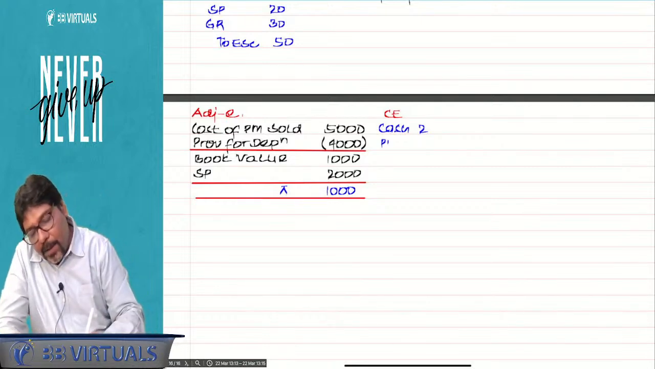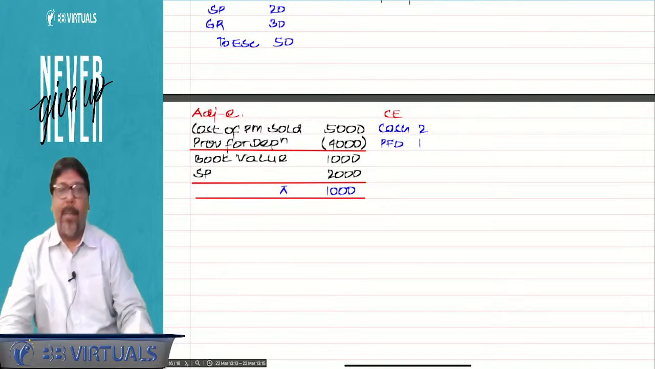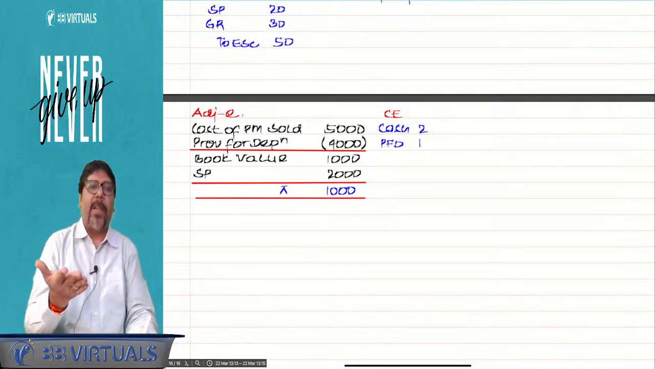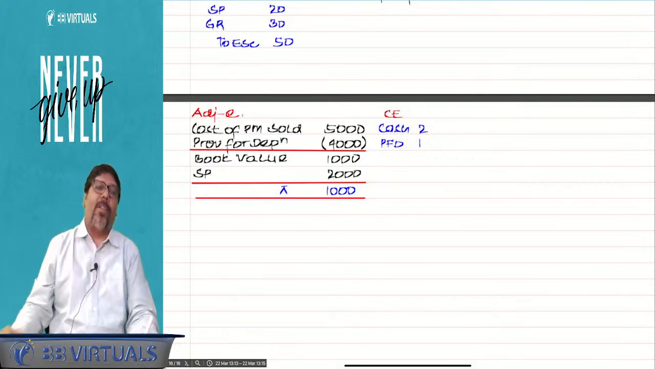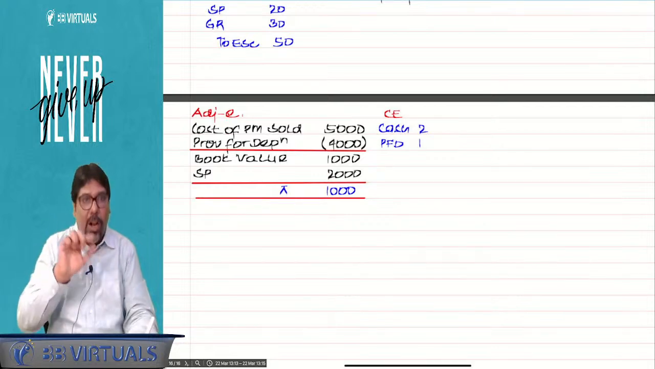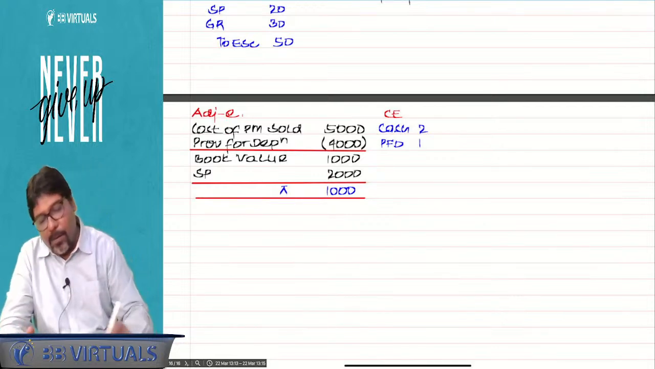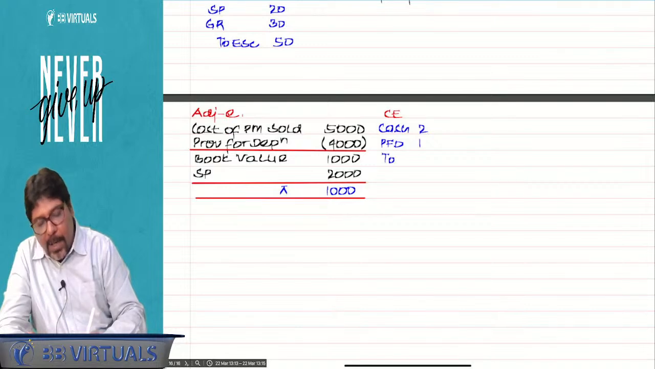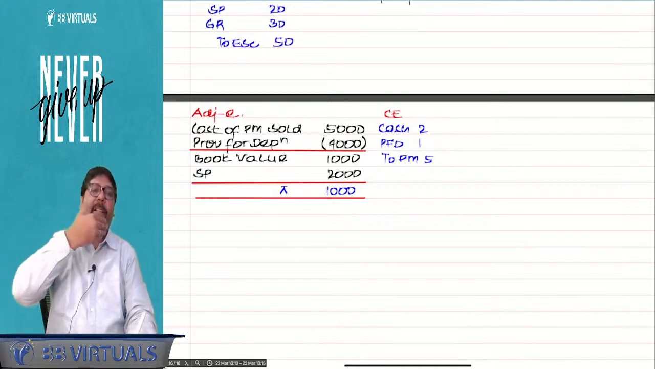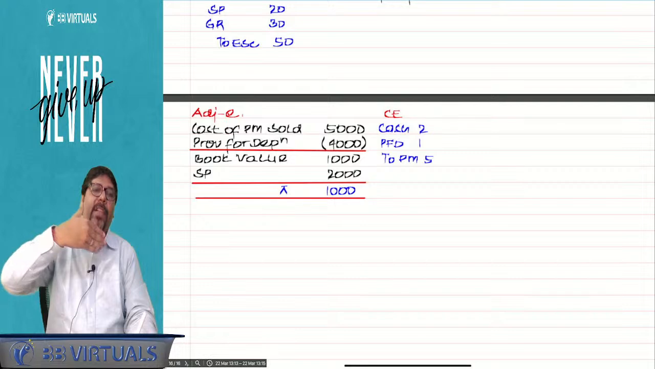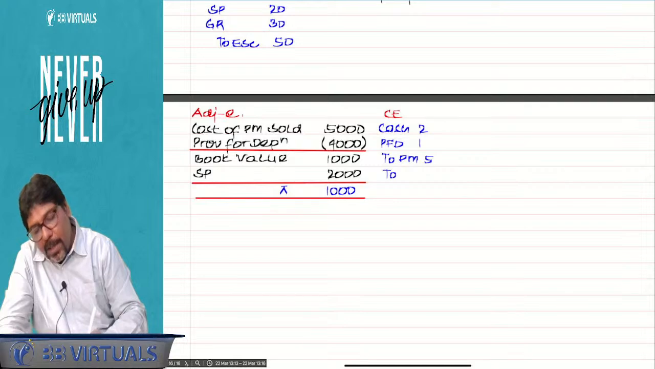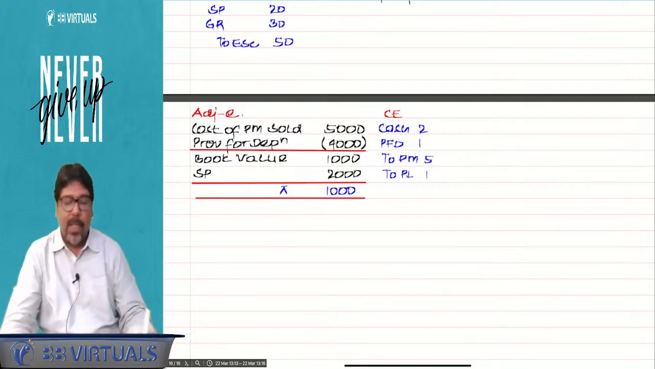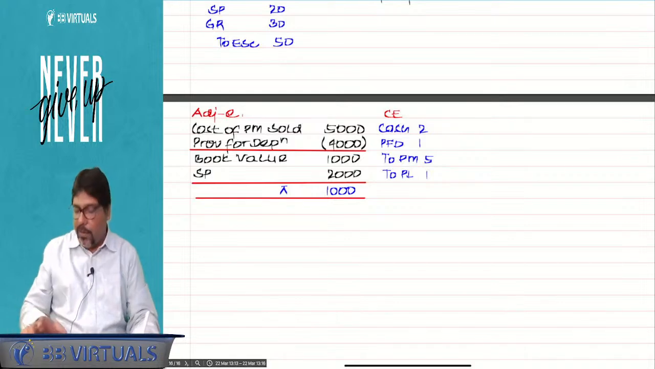Then you will debit provision for depreciation. Why? Sir, last time you explained: whenever an asset goes, along with that its provision should also go. Then credit plant and machinery. Why? Plant and machinery is sold, it is gone. Asset decrease, credit. Profit should be credited to P&L, 1,000. So this is the correct entry.